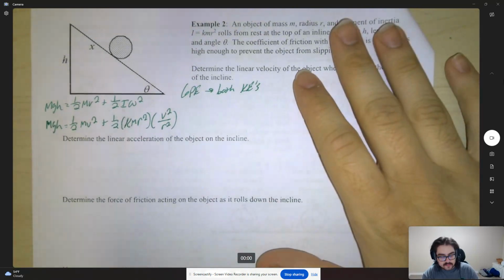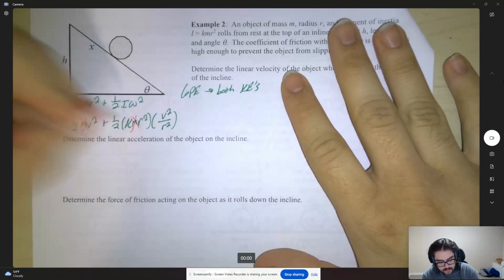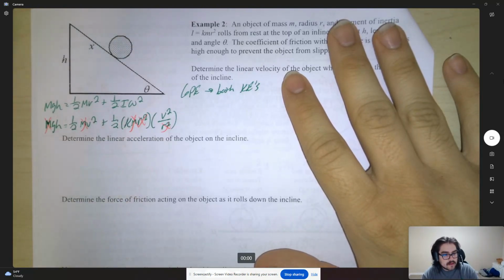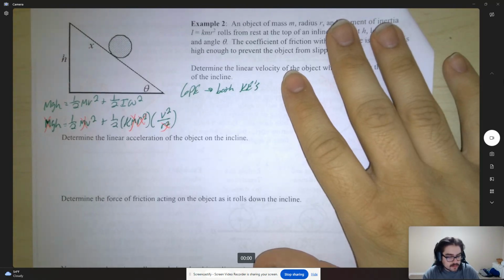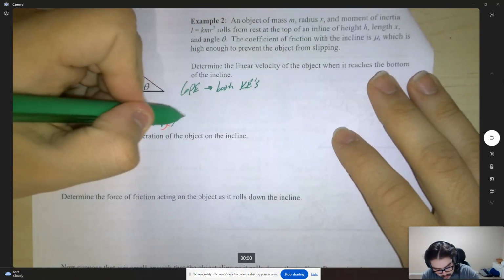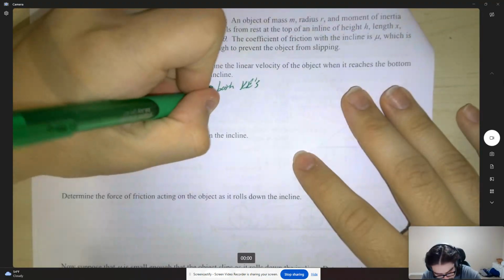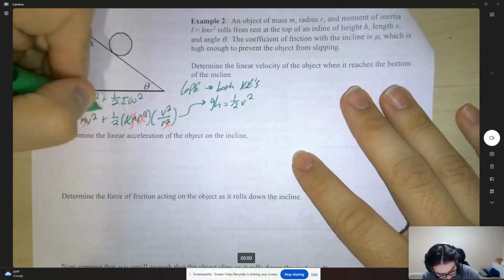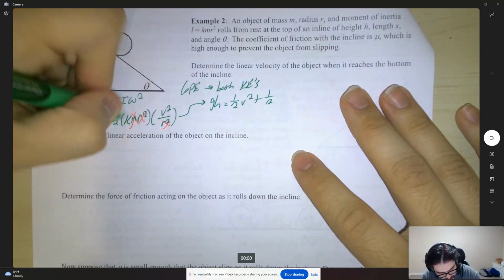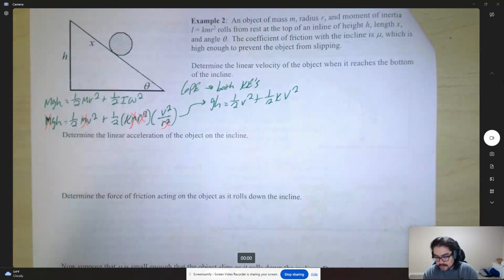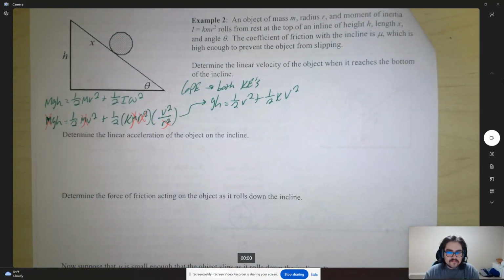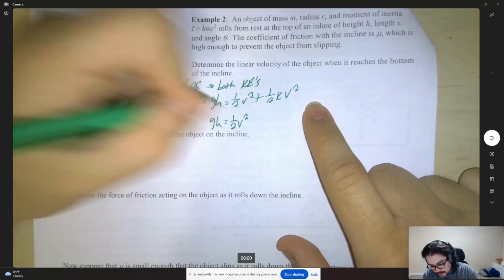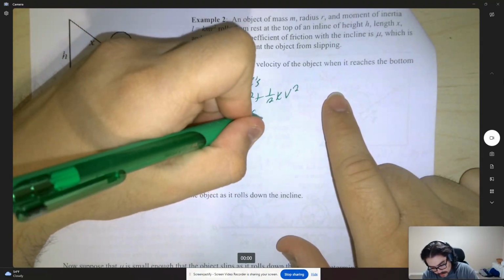And then you'll notice a ton of stuff is going to cancel. m cancels out. r cancels out. And then you end up getting this really nice looking equation. It's really not that bad. You get gh equals 1/2 v squared plus 1/2 k v squared. And then you can factor out the 1/2 v squared if you want. You can get gh equals 1/2 v squared times 1 plus k.